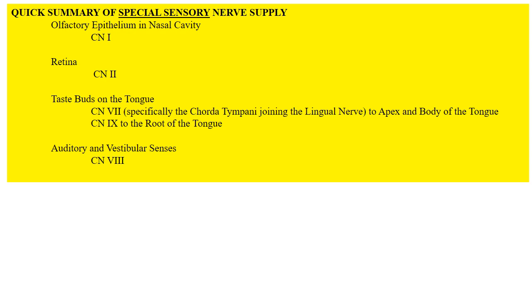Okay, and then finally, the special sensory nerve supply. So the special senses: olfactory epithelium in the nasal cavity, that's cranial nerve 1. The olfactory nerves pass through the cribriform plate of the ethmoid bone to synapse in the olfactory bulb. Okay, the retina that we use to see with, that's cranial nerve 2, the optic nerve. Taste buds on the tongue, well, it depends where on the tongue. If we're talking about the apex and body of the tongue, it's cranial nerve 7, specifically chorda tympani, ultimately joining the lingual nerve. The root of the tongue is 9, and then auditory and vestibular, of course, is cranial nerve 8, which is the vestibulocochlear nerve.